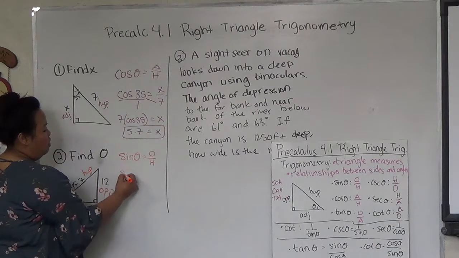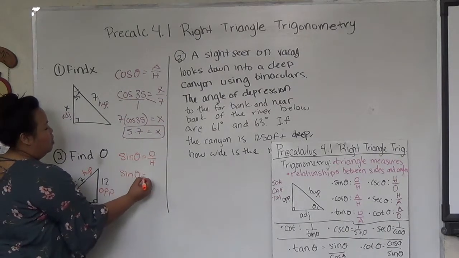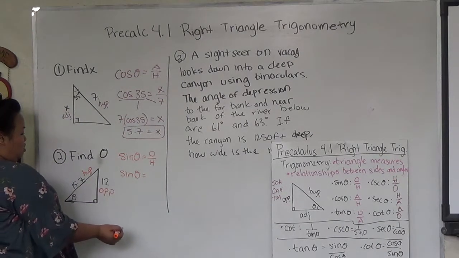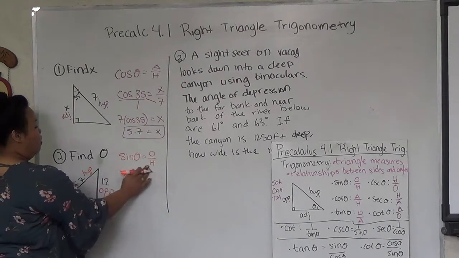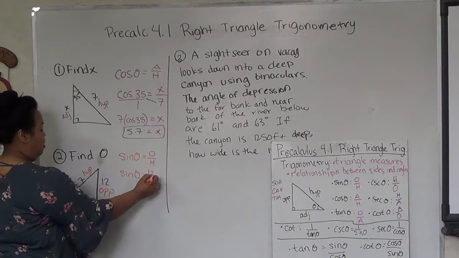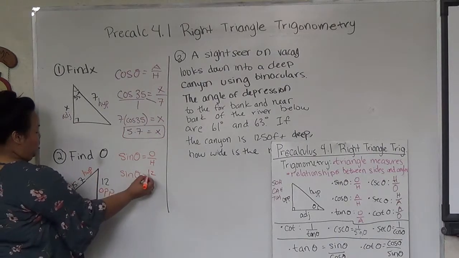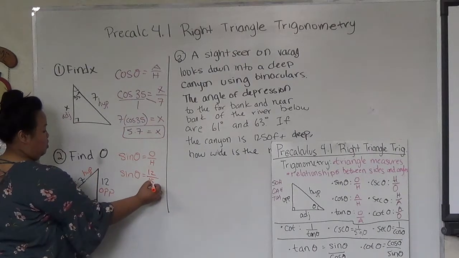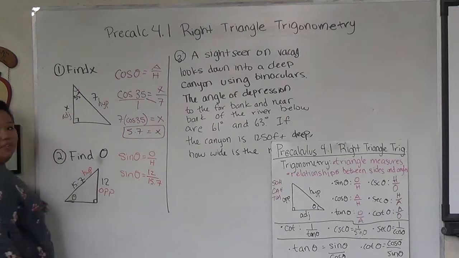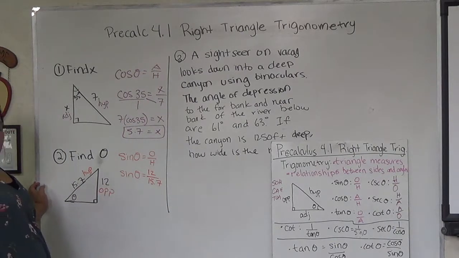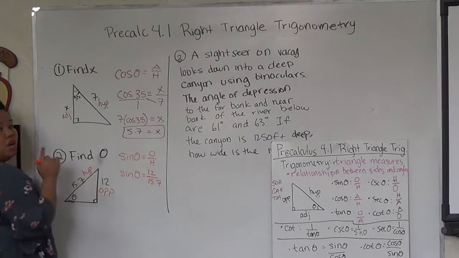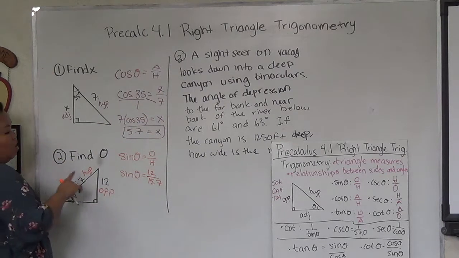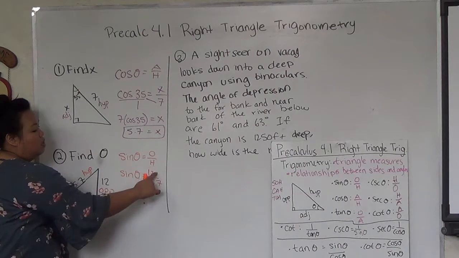So let's fill out what we know. We have sine theta equals opposite, which is 12, and then hypotenuse, which is 15.7. Yes? So in this case, I'm not doing the same thing as here. I'm not going to cross multiply. I'm going to find this in decimal. What is this in decimal?